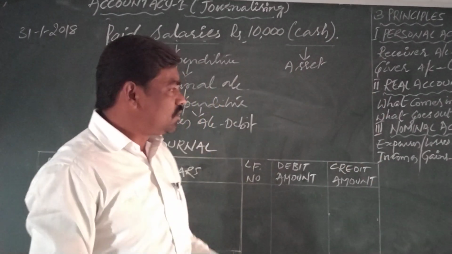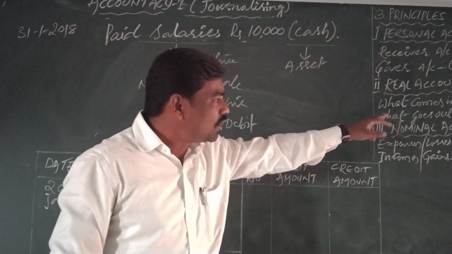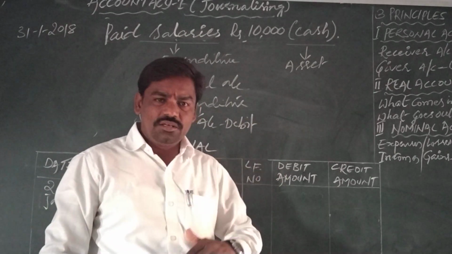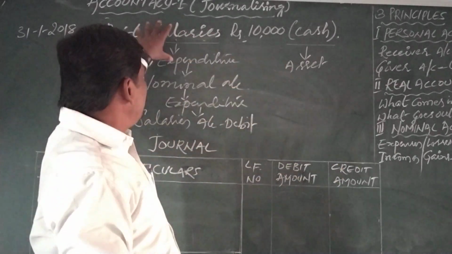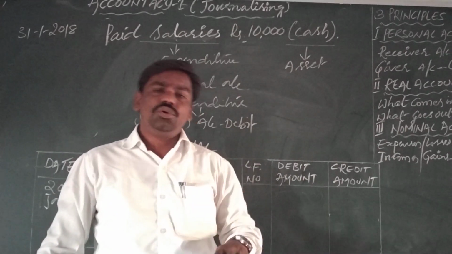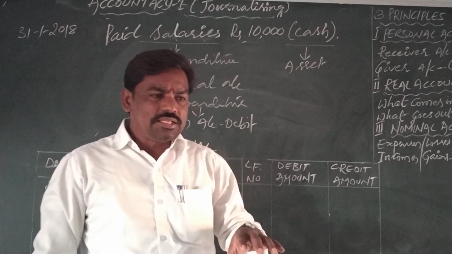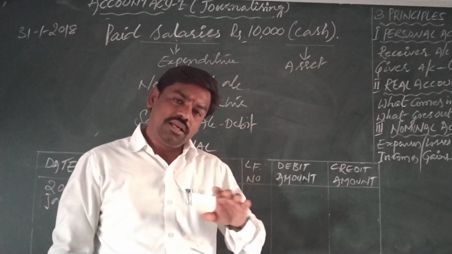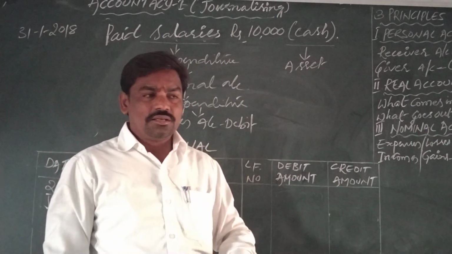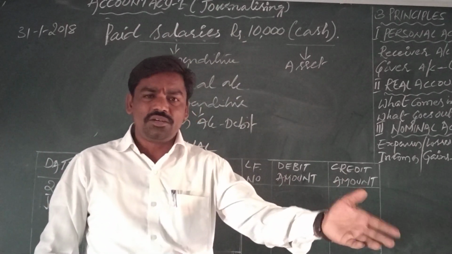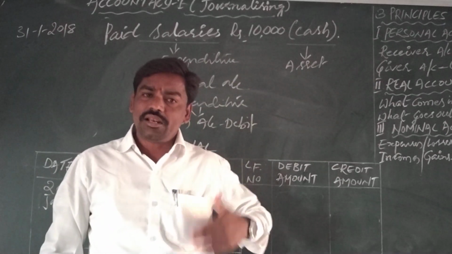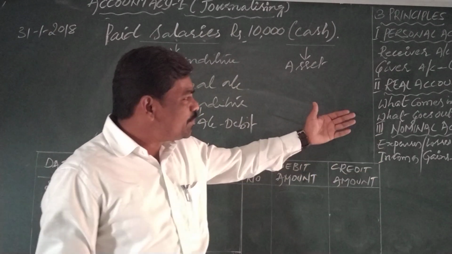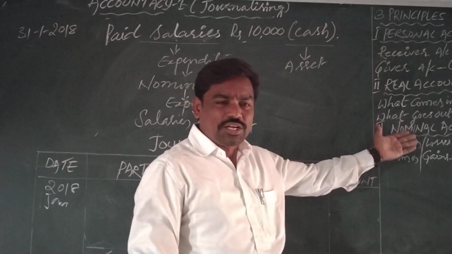So here the real account principle says that what comes in, debit; what goes out, credit. Whenever you pay salary to your employees, is cash coming into the business or going out from the business? Yes, it goes out from the business. When we pay the salary, we give the money to our employees. So cash is going out of the business, and as per the real account principle, what goes out should be credited.